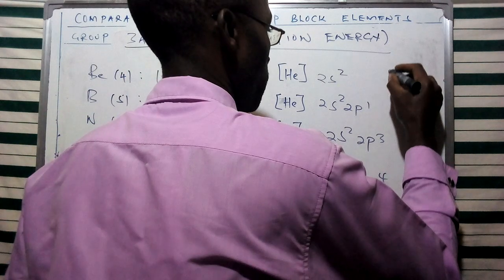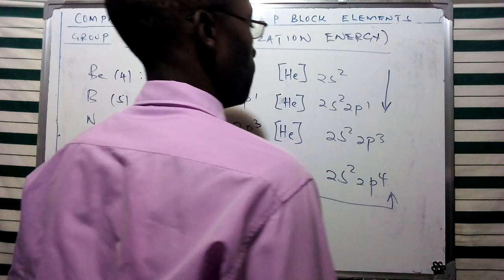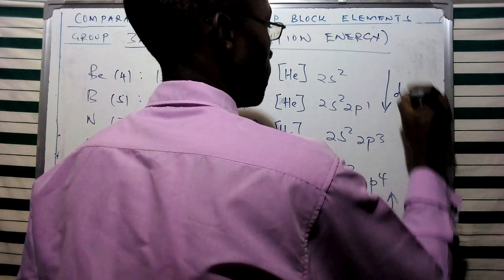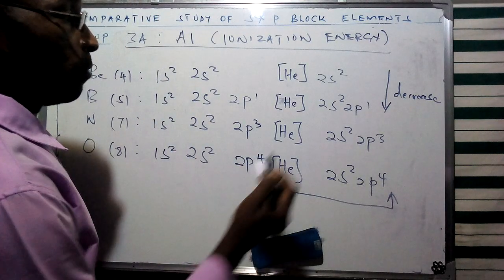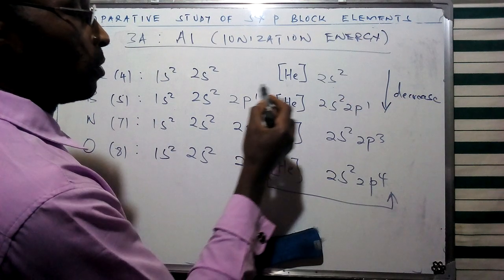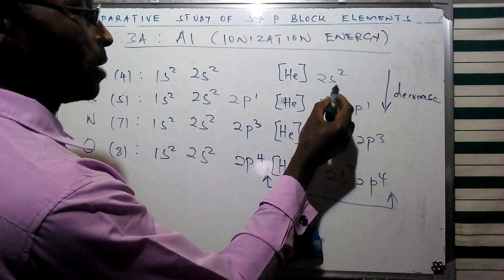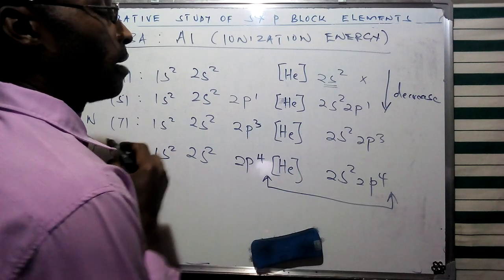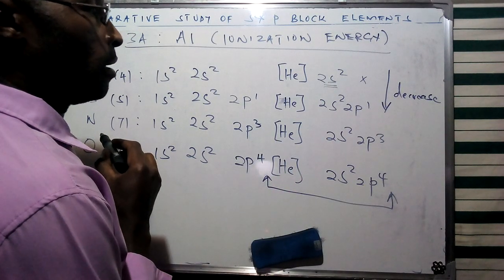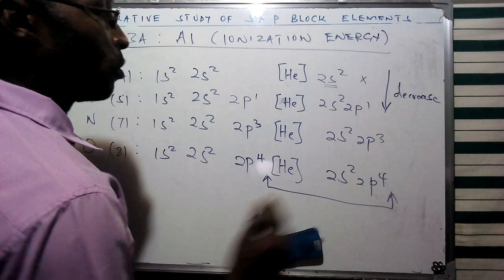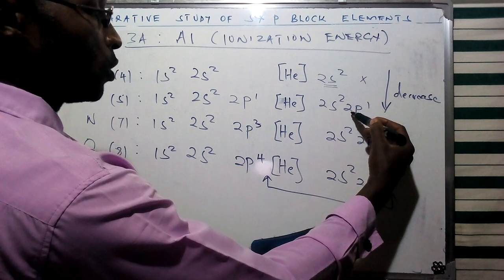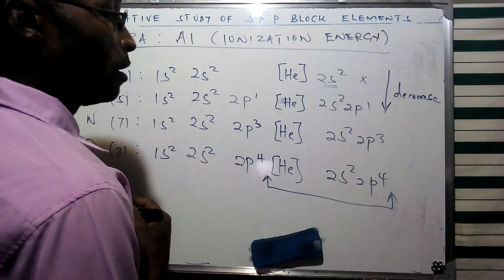Now, as we move across this period, we're going to see a decrease in ionization energy. If you look at this specific one, we're going to have a larger value, let's say x kilojoules per mole, at this point. But as we go across, there's going to be an additional orbital, the 2p1 orbital, given as this.